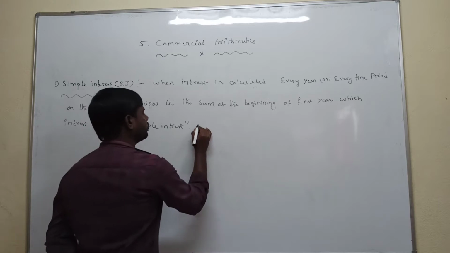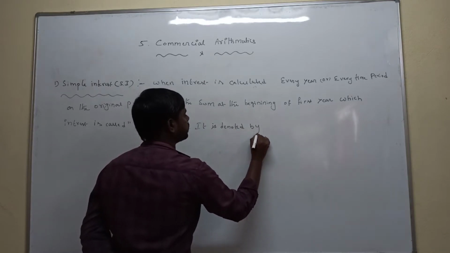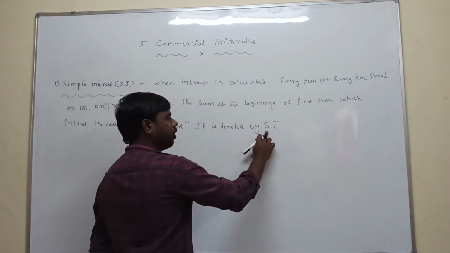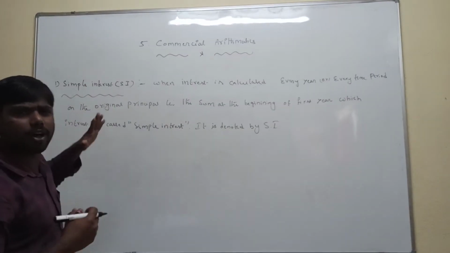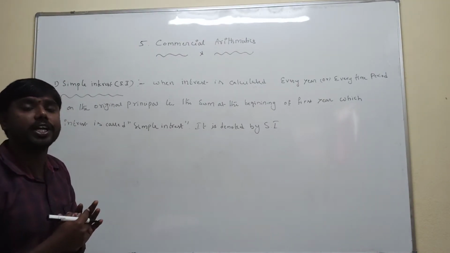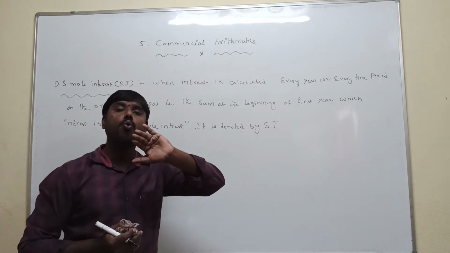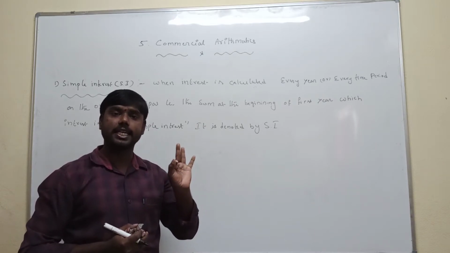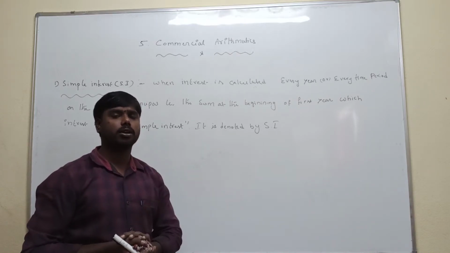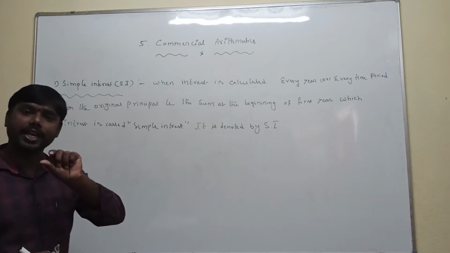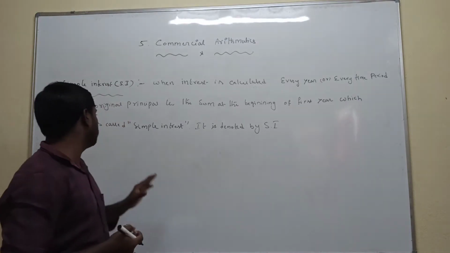It is denoted by S.I. S means simple, capital I means interest. So what is the definition of simple interest? Whenever simple interest is calculated, every year or every time period, interest is calculated only on the original principal amount, that is, the sum at the beginning of the first year. That interest is called simple interest.